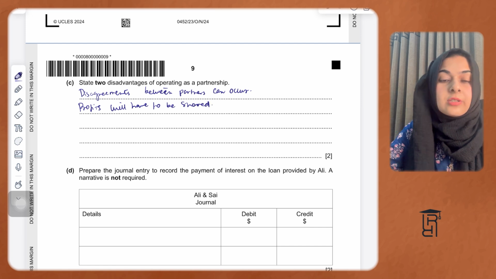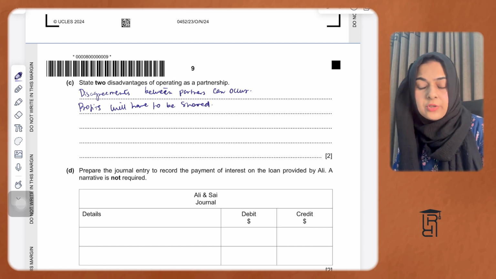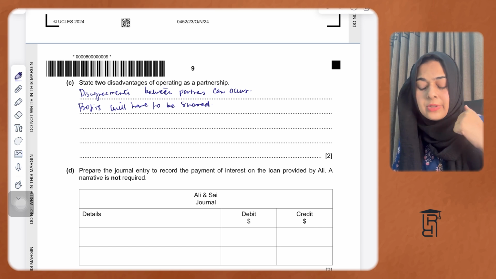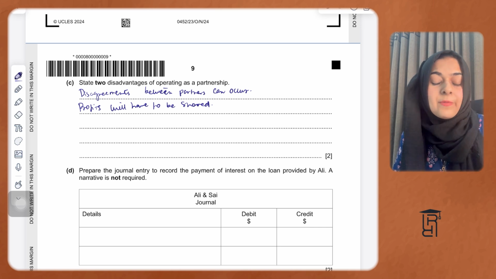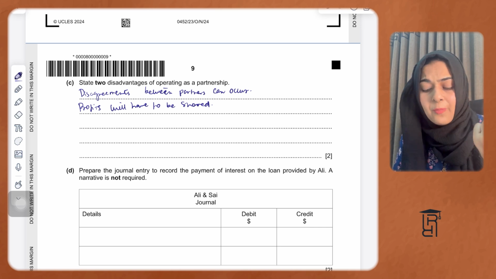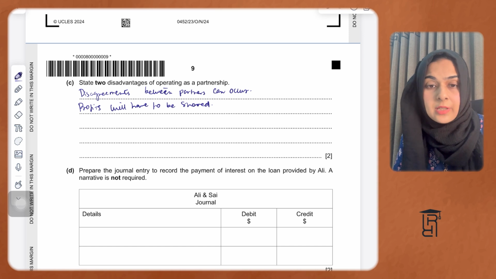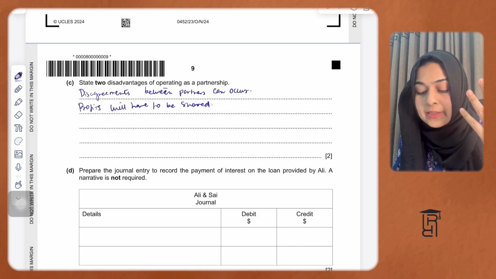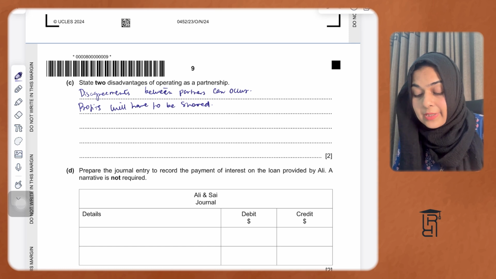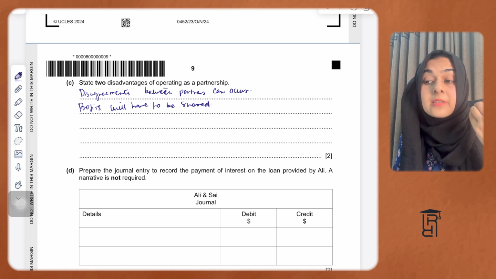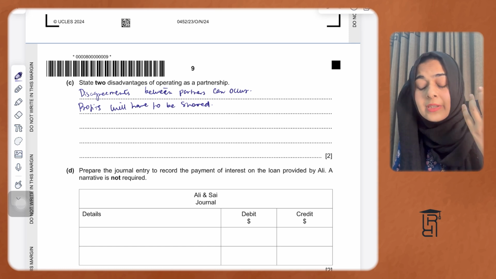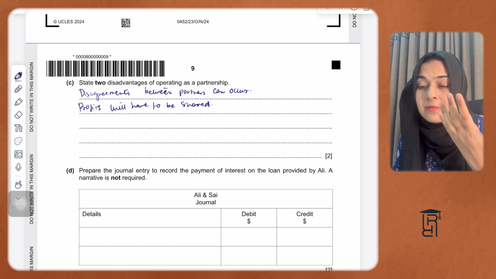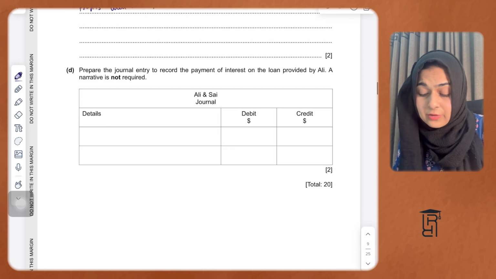Also, any decisions taken by the partnership need to be recognized by all partners. So even if one of the partners has taken a decision, obviously they will discuss it with the other partner and take that decision. But then that decision needs to be recognized by all the partners. So that is also a disadvantage, because if it's a wrong decision, or if it's a decision that is leading to a very negative consequence, all of the partners should still recognize that decision.